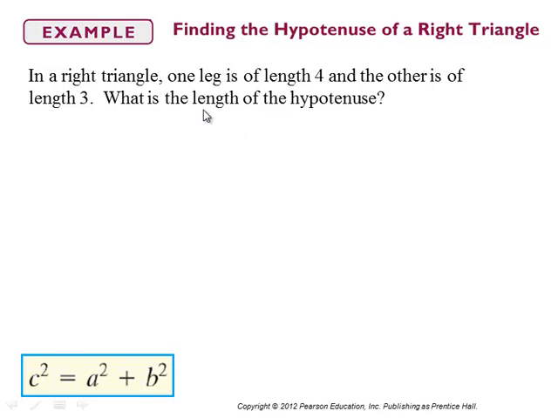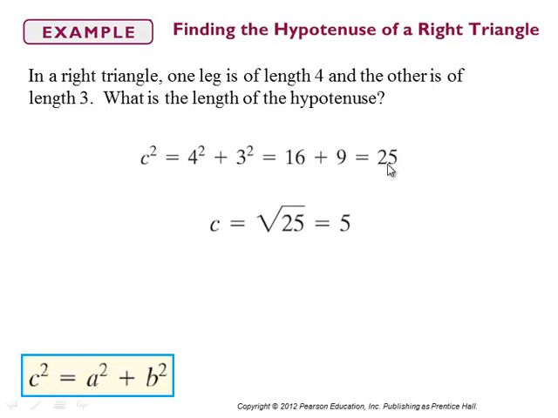So for example, suppose that we have a right triangle where one leg is of length 4 and the other leg is of length 3. What is the length of the hypotenuse? Then all we need to do is just use this equation. 3 squared plus 4 squared is equal to C squared, where C is the length of the hypotenuse. 4 squared is 16, 3 squared is 9, 16 plus 9 is 25. And if C squared is equal to 25, that means that C must be equal to 5.